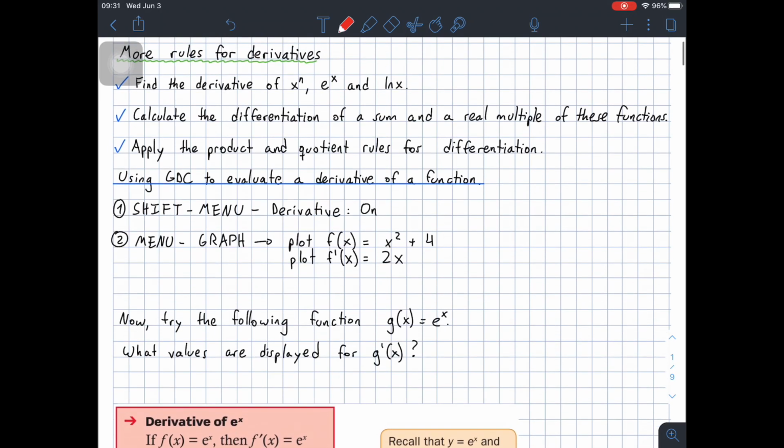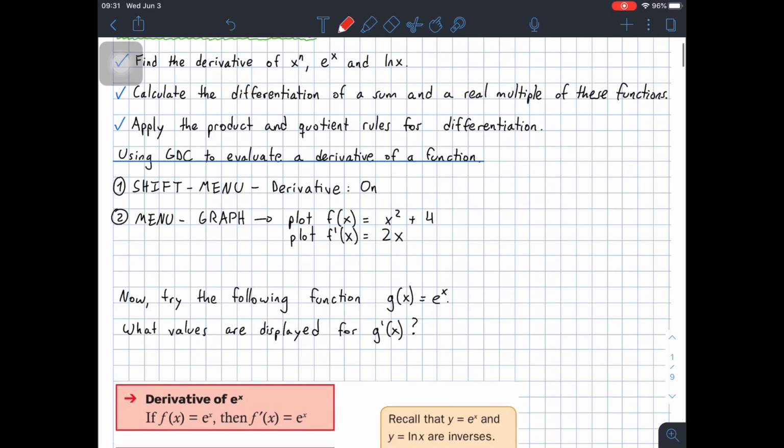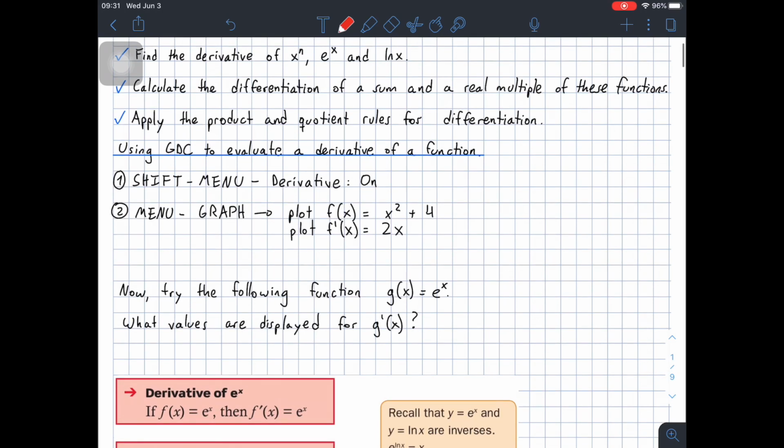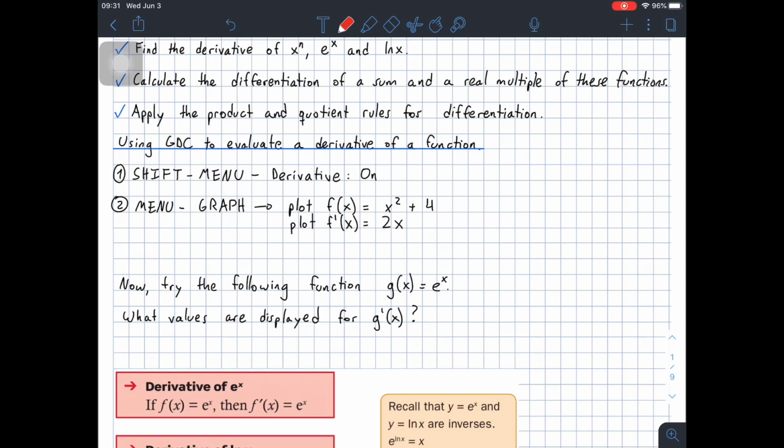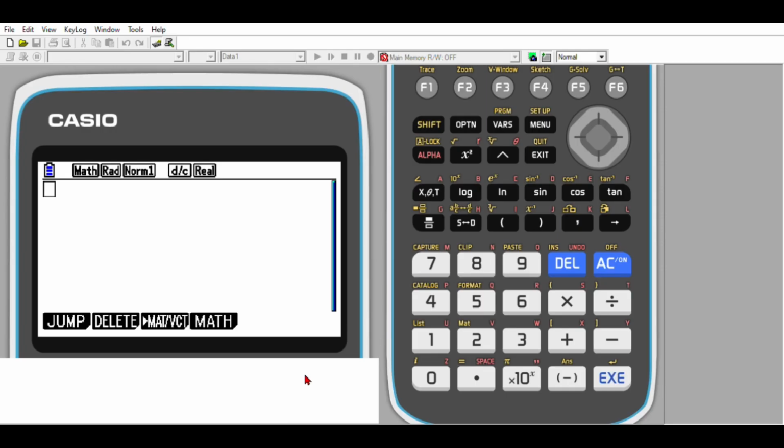Okay, so first of all, in order for you to start understanding the derivative of e to the power of x, I wanted to show you how to use the calculator to evaluate the derivative of a function. If you have your calculators with you, you can follow this explanation in order to remember each of these steps that we're going to cover today. So the first step says go to shift menu and turn the derivative on. I'm going to show you all of this right now in the calculator, so you should be able to see the calculator right now.